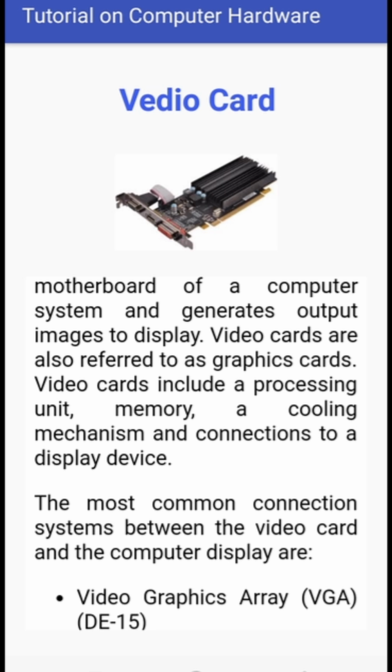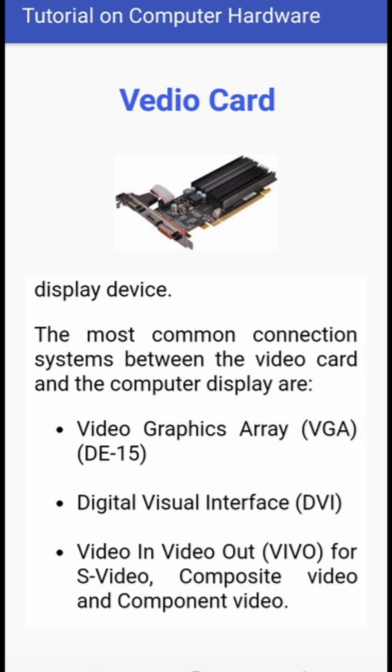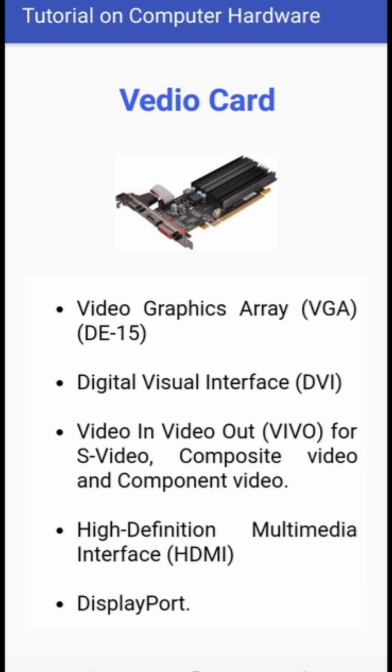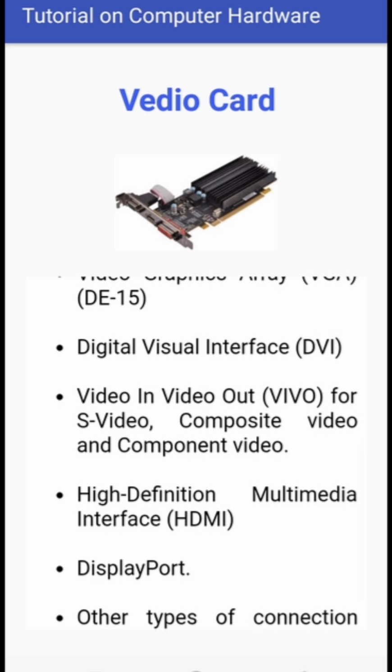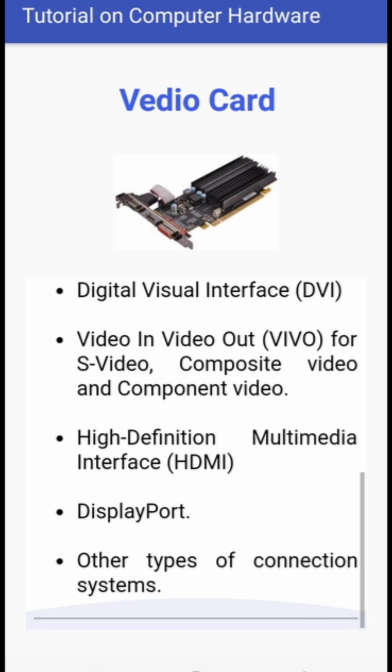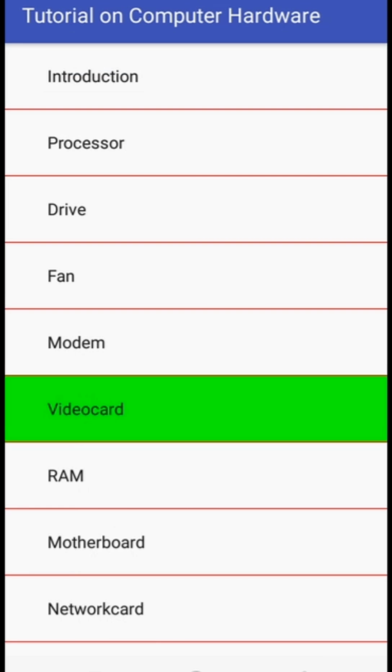The most common connection system between the video card and the computer display is video graphics array, VGA. It is commonly called a VGA cable. Others include digital visual interface, DVI; video in video out, ViVo; S-Video, composite video and component video; high definition multimedia interface, HDMI; DisplayPort; and other types of connection systems.